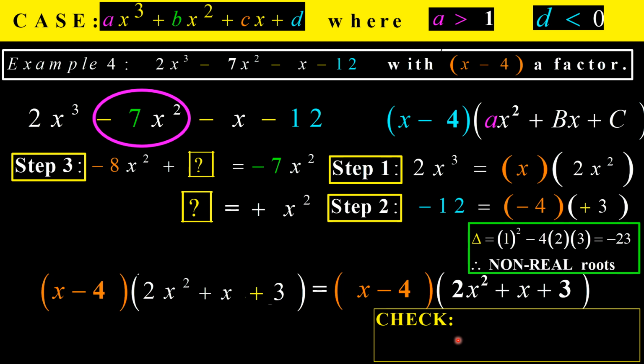We can verify that: 2 minus 7 minus 1 minus 12 gives me negative 18. And if I look at my factors, 1 minus 4 times 2 plus 1 plus 3, that is negative 3 times 6, which is also negative 18. So it doesn't matter whether my leading coefficient is 1 or not, the method is exactly the same. Just here, because of the 2, I've got 2x squared. If it was a 3, I would have 3x squared.